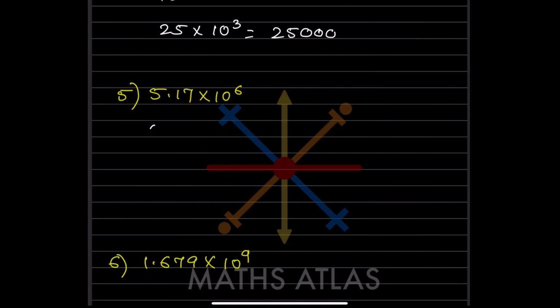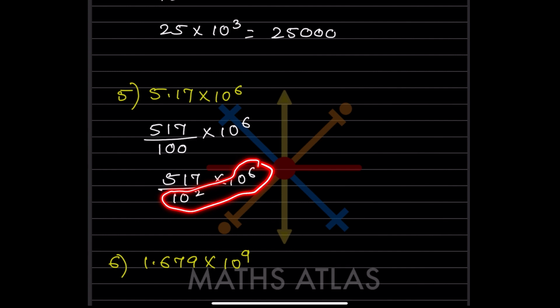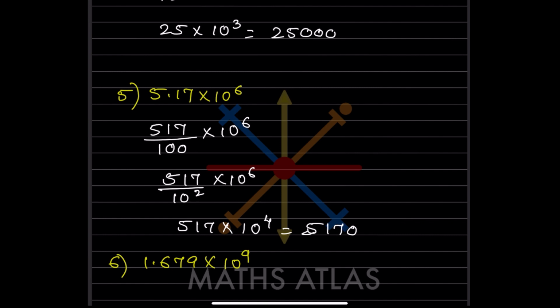Now here, after the decimal, we have two numbers. So we'll write here 517 divided by 100. So 517 divided by 10 raised to 2 into 10 raised to 6. So 10 raised to 6 divided by 10 raised to 2, that is going to be 10 raised to 4. So you will write here 517 and you are going to put here 1, 2, 3, 4 zeros.